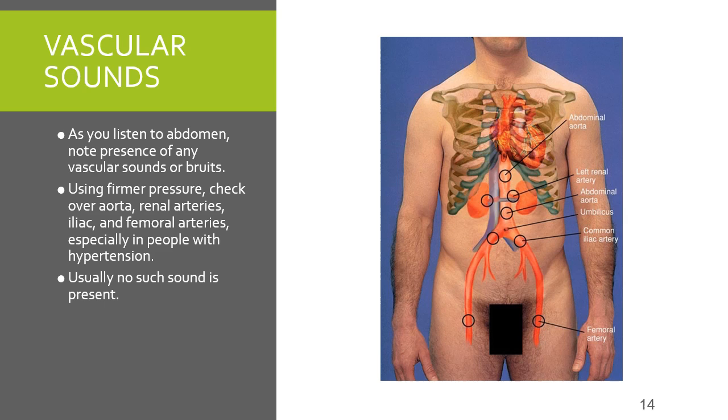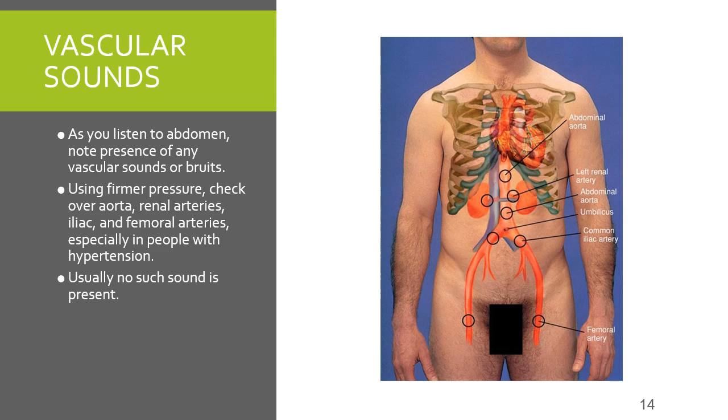So vascular sounds are basically the aorta and then the renal arteries, and then where the aorta splits off into the iliac arteries and over the femoral arteries. And you want to listen with the bell because you'll hear bruits. So you want to use slightly firmer pressure to try to hear a little bit deeper.